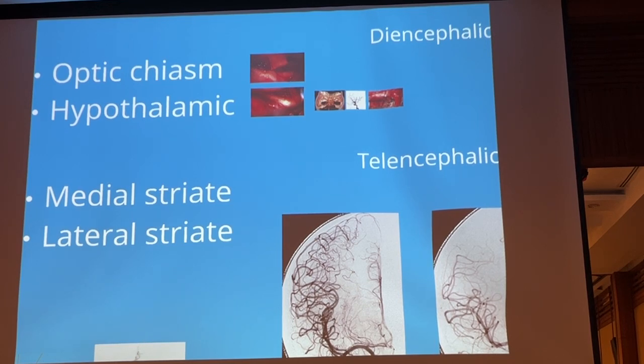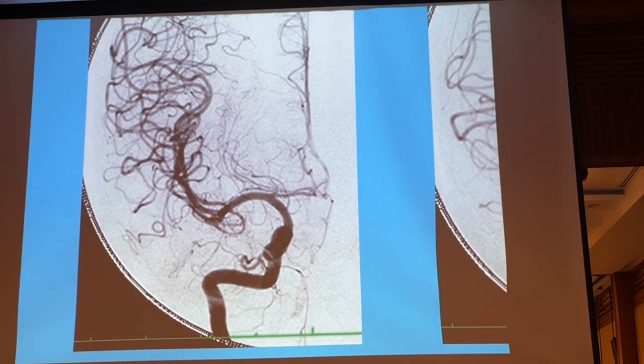What about the striate perforators? So we know there's medial and lateral striates. And there's quite a bit of variation that takes place here. There's always some degree of balance. So there's medial and lateral striates that are always present, but they can come off in different areas. So it can look something like this.